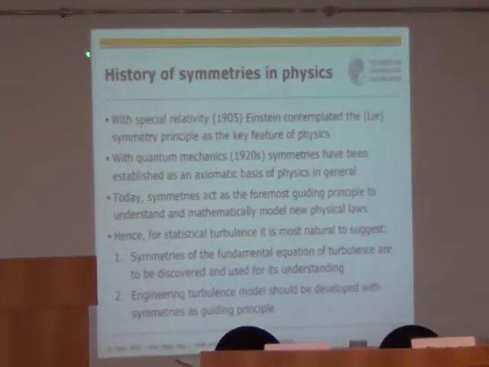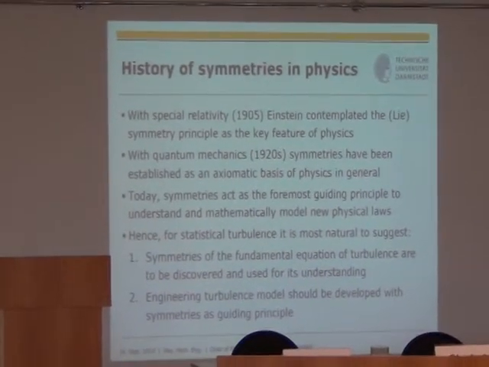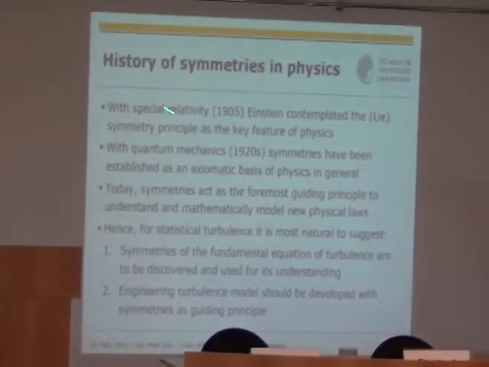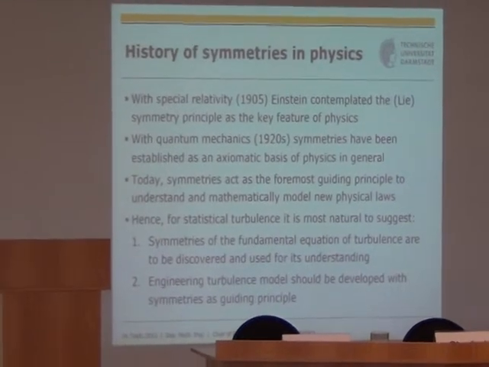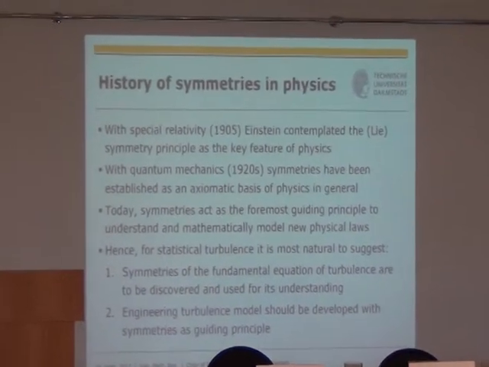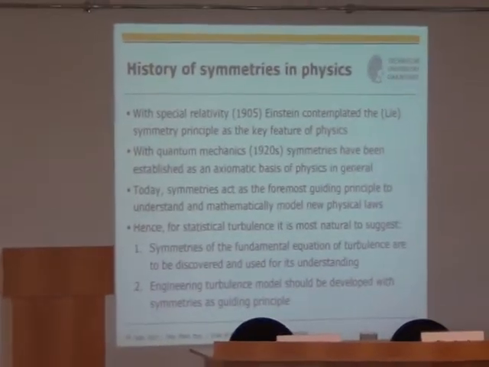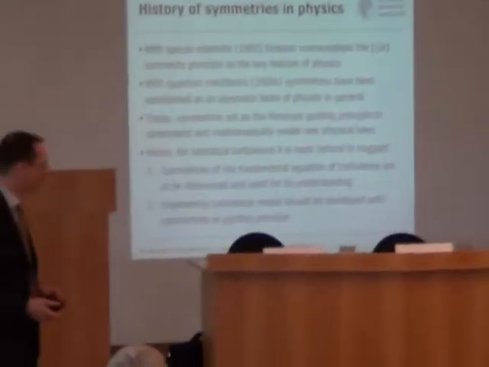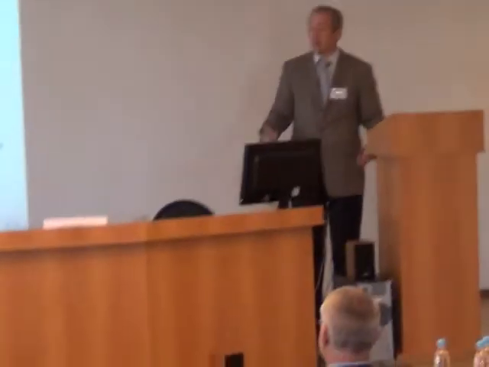Let's first look at the history of symmetries. When I talk about symmetries, I'll explain in a minute what I mean. With special relativity, in his 1905 paper, Albert Einstein contemplated that the symmetry principle is the key feature of physics. So he was the first one to recognize it. In the 1920s, in quantum mechanics, symmetries were established as the axiomatic basic properties of quantum mechanics at the time. And today, symmetries are the foremost guiding principle to understand and model new physical laws.